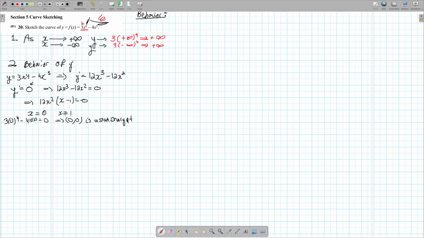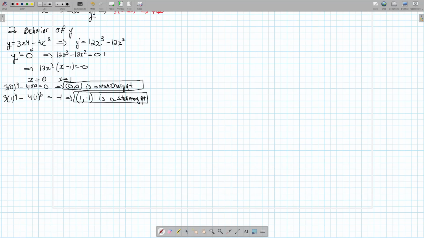And then x equals 1. Let's substitute x equals 1. 3 times 1 to the power 4 minus 4 times 1 to the power of 3 is equal to what? This is 3 minus 4, equal to minus 1. That means 1, comma minus 1 is also a stationary point. Okay, so I like to always put a box around the things that I will use later on. So this is useful over here. This is useful over here. These up here are useful.